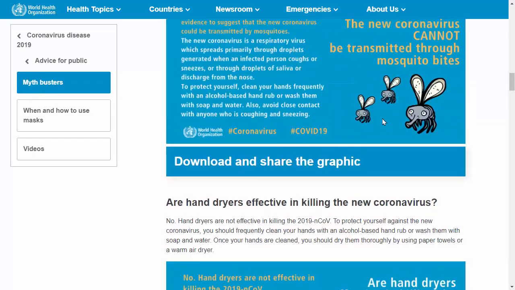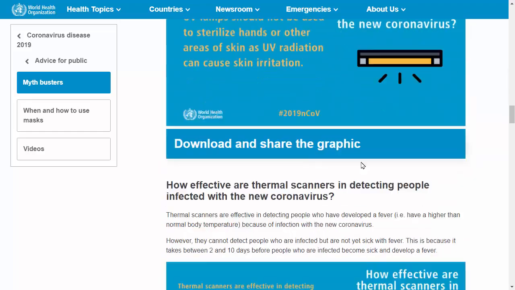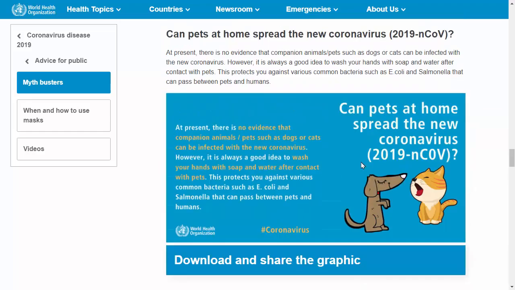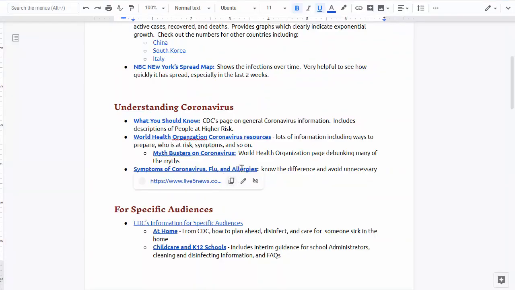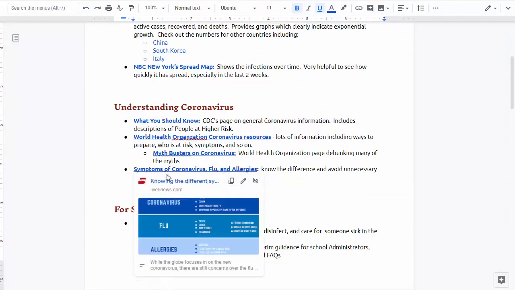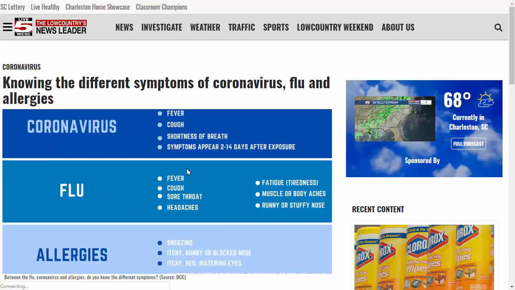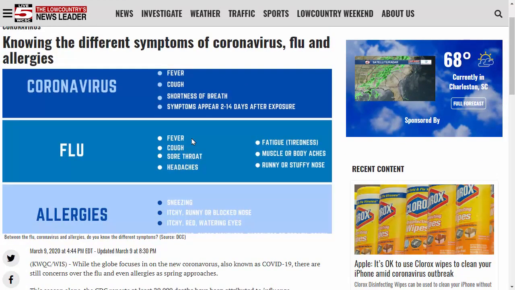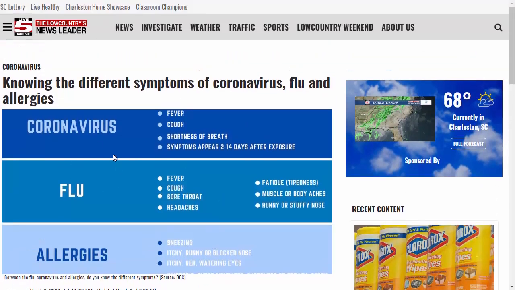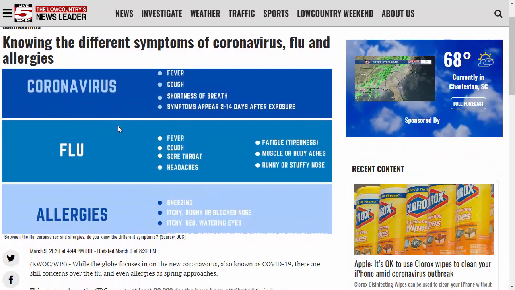There's some here like, do mosquitoes carry it? They do not. Do pets carry it and infect you? They do not. You don't have to quarantine your pets and things like that. So one thing I really like about this, next link here is symptoms of coronavirus, the flu, and allergies. What we don't want is a lot of people panicking and saying, oh my God, I think I have coronavirus because I've been sneezing. So this kind of helps ease some fears and not make a lot of people panic.